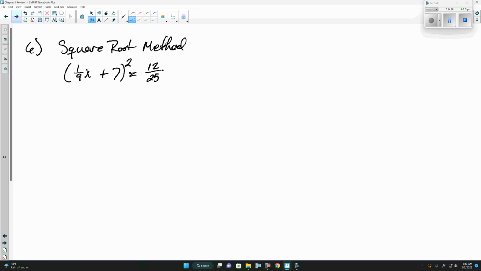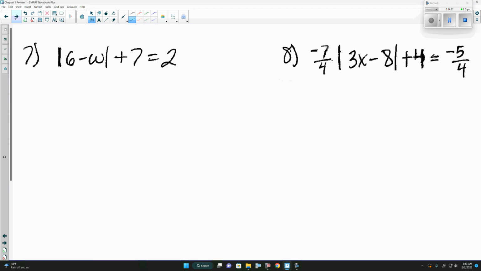So we've already covered the square root method. If we need to come back to it, we can. Absolute value equations. Whenever we solve these, the first thing you need to do is make sure to get the absolute values by themselves. 7 or 8, which one do y'all want to look at? Between these two here. 8. First thing we're going to need to do is get the absolute value bars by themselves.